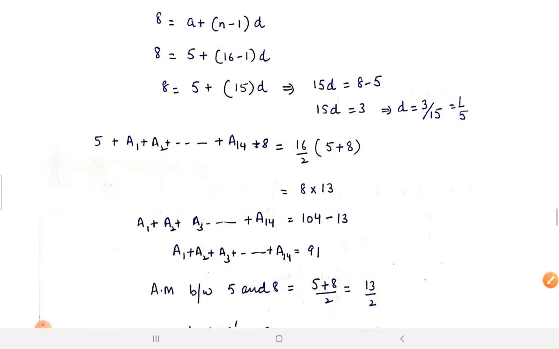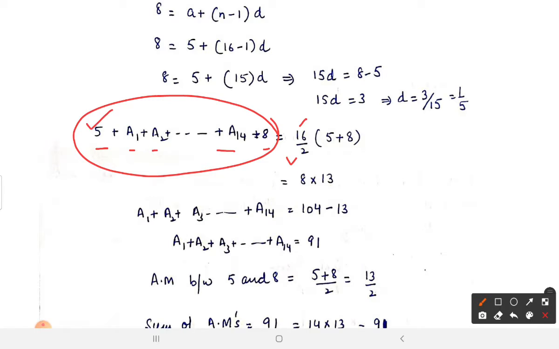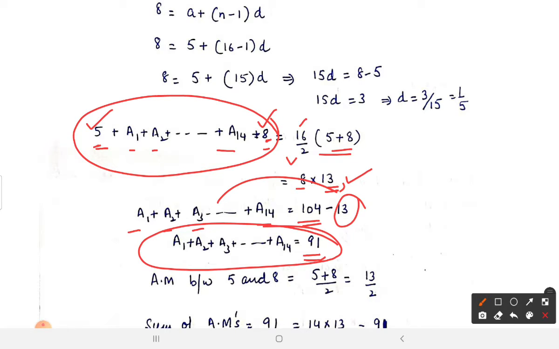Now let us find the sum. So the sum is 5 plus a1 plus a2 up to a14 plus 8. So these are 16 terms. So the sum of 16 terms is 16 by 2, times the first term 5 plus the last term 8, that is 13. So 8 into 13 is 104. And here it is 5 plus 8, 13, so put 13 here as negative. So we have a1 plus a2 plus a3 up to a14 as 91. So the sum of all these terms, a1, a2 up to a14, is 91.